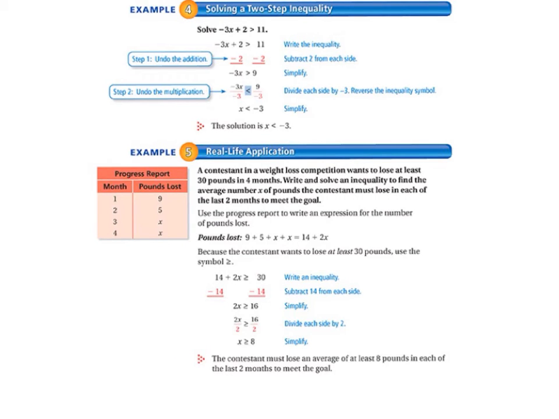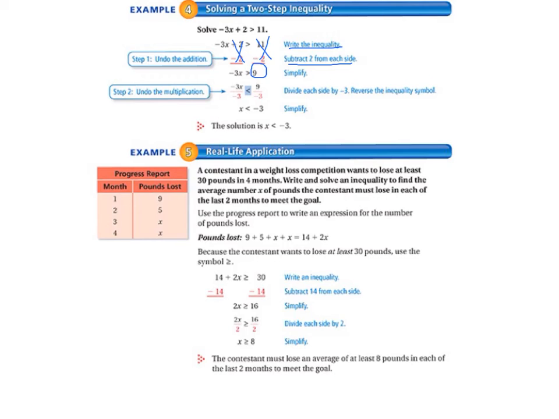Now we're ready for example 4, solving a two-step inequality. Solve negative 3x plus 2 greater than 11. So first we write the inequality, then we undo the addition by subtracting 2 from each side. So we subtract 2 from the left, and our 2 goes away, and then we subtract 2 from the right, and we have positive 9, and so that leaves us with negative 3x greater than 9.